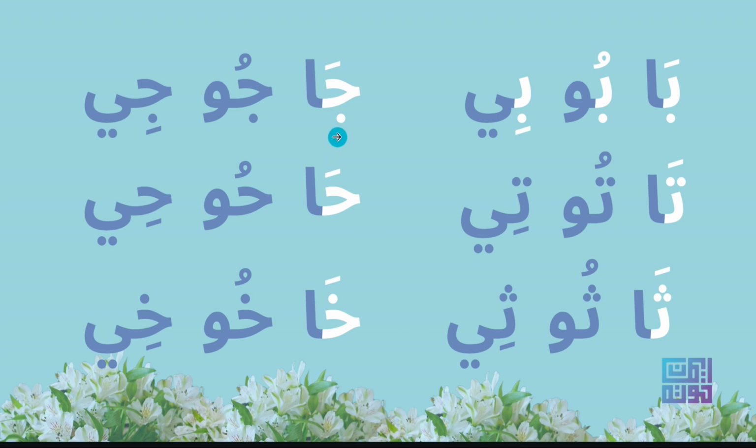What is this letter? Jim. This is the name of the letter. Jim. And the sound of it with just a fatha, ja, short. With a dhamma, ju. With a kasra, ji. But let us pronounce it when we have an elongating letter after it. Jaa, juu, jii. What is this letter? Ha. Get it from the middle part of the throat.